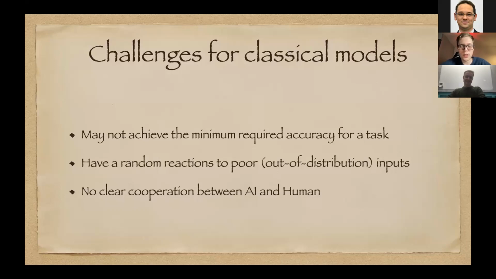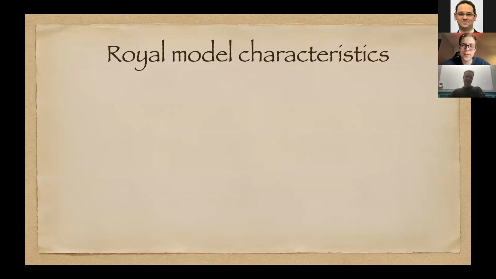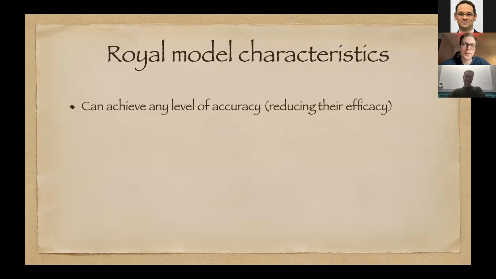To overcome those challenges, the framework that I typically use is called the Royal Models Framework. It's a framework that can take a standard model and upgrade it to become a Royal Model. What does it mean that it's a Royal Model? It means that it can achieve any level of accuracy, but of course sacrificing efficacy. For example, it can provide 99% accurate predictions in only half of the cases, and the other half have to be manually processed by a human. It can also select those cases, so you can actually say on which inputs it can make a prediction with high accuracy and on which inputs it cannot.